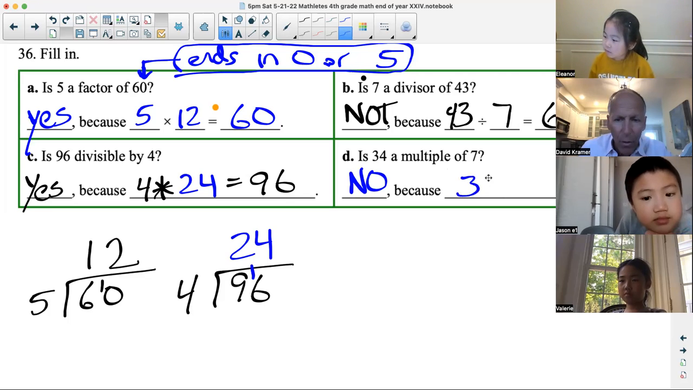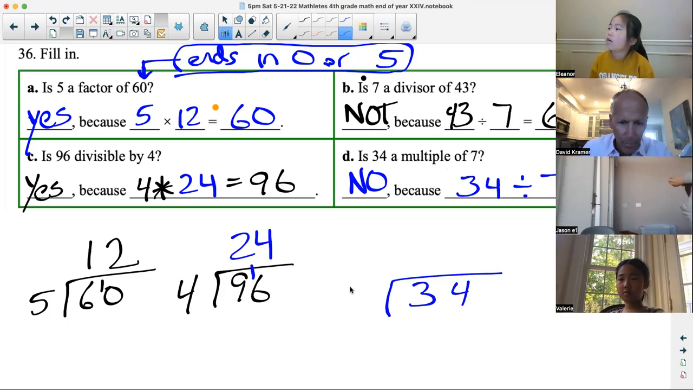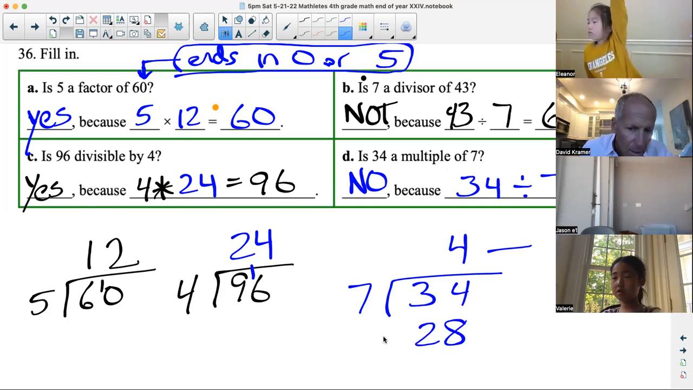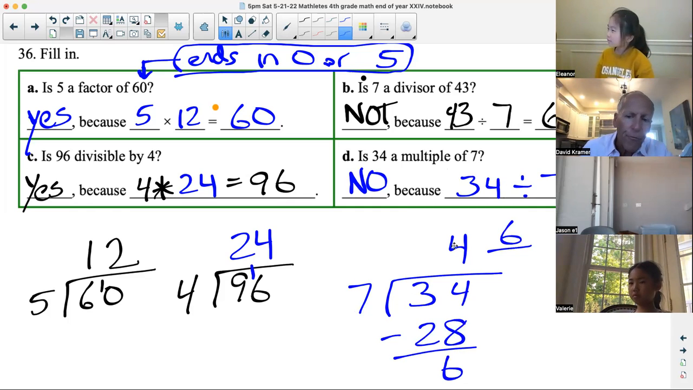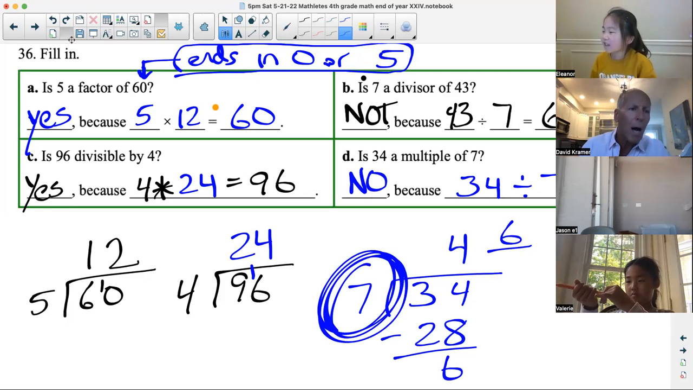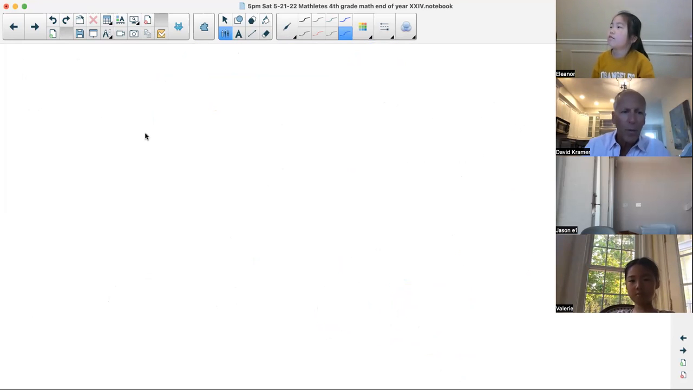So, Valerie, what is 34 divided by 7? 4. With a remainder of? Remember, 4 times 7 is 28. 6. Exactly. So 4 and 6 what, Eleanor? 7. And 6 what? Right. Always, always, always, 4 and 6 sevenths. Very good.